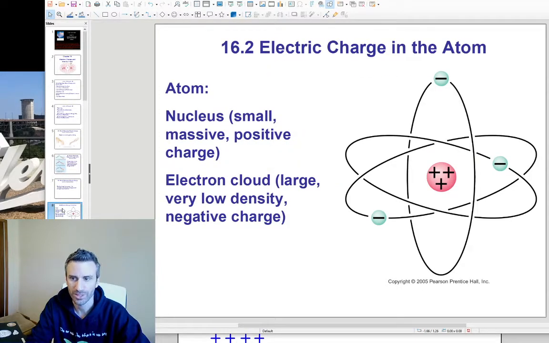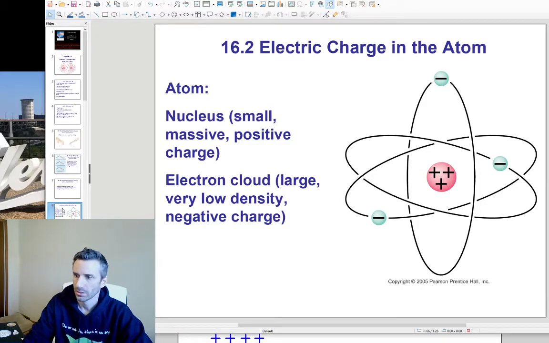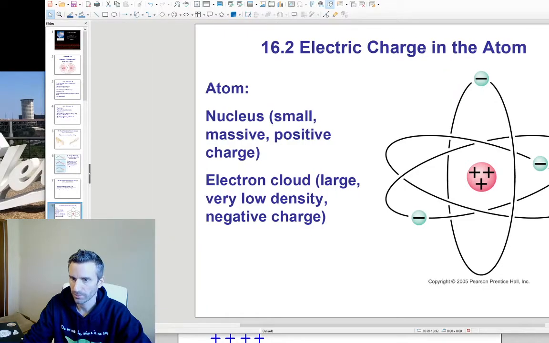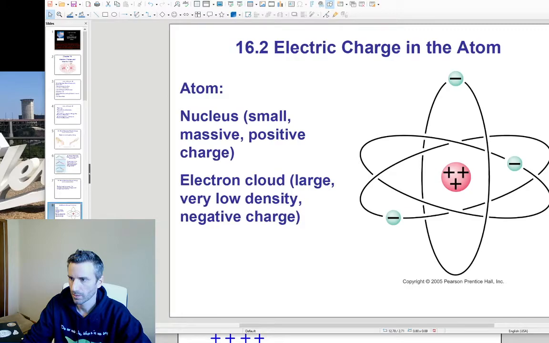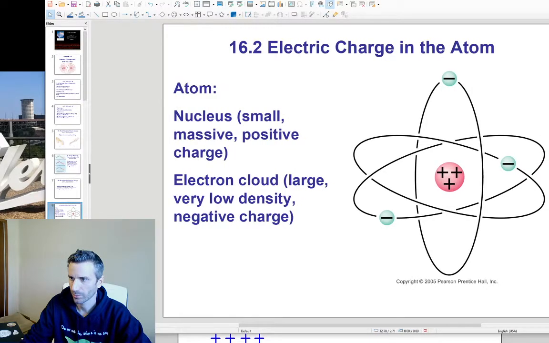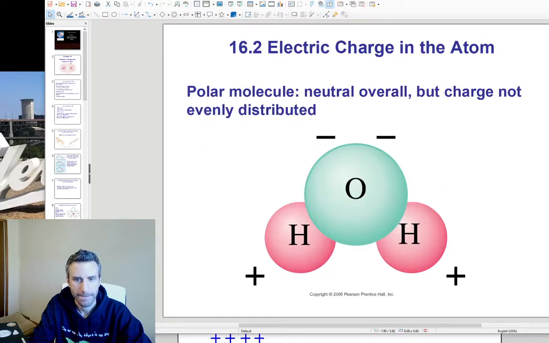And just kind of going through the idea of how electricity essentially fundamentally works. All right, trying to work on this. There we go. Water is a polar molecule.